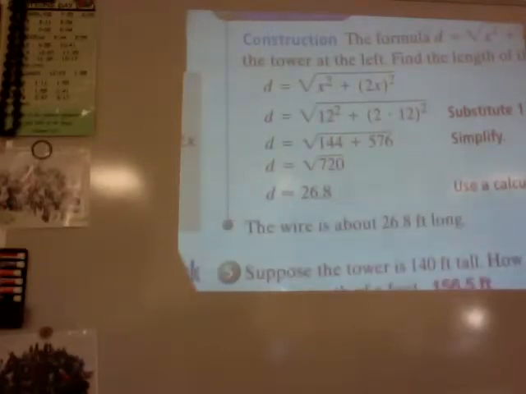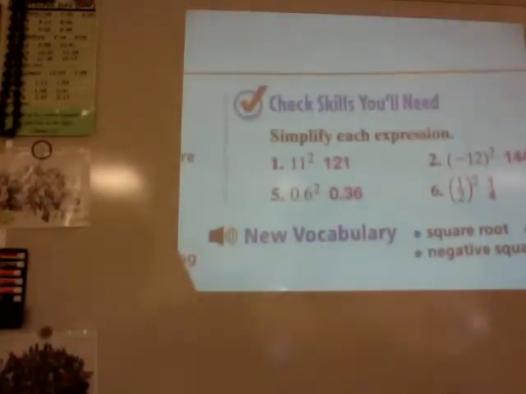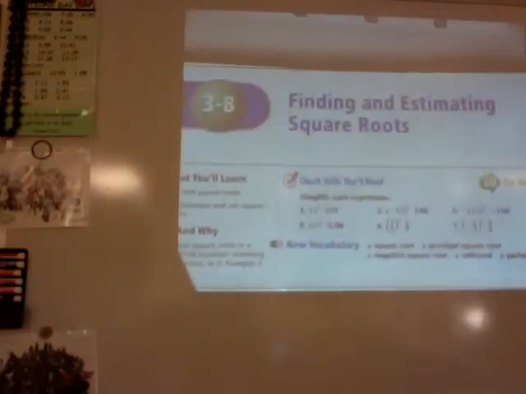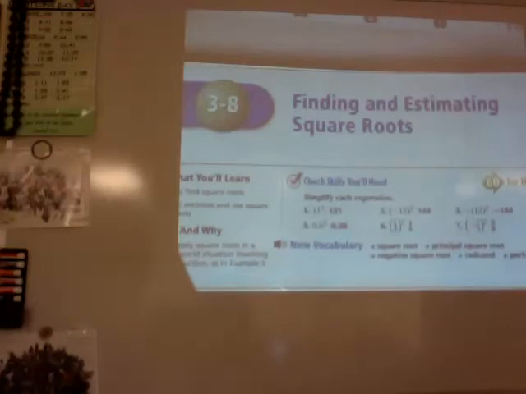Okay. That's the 3.8, which is, again, finding square roots. Finding and estimating square roots. Those are your 4 learning targets.